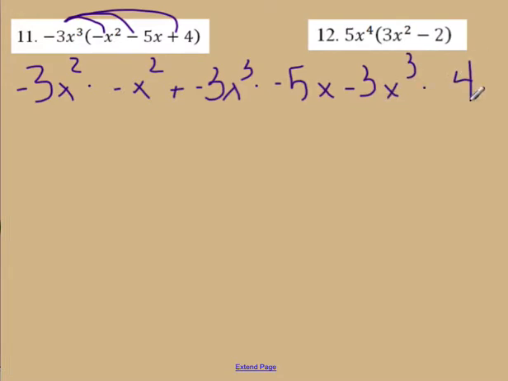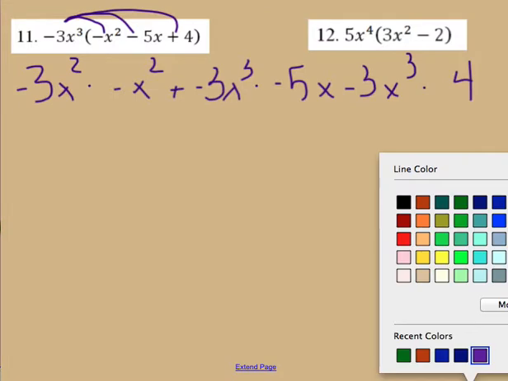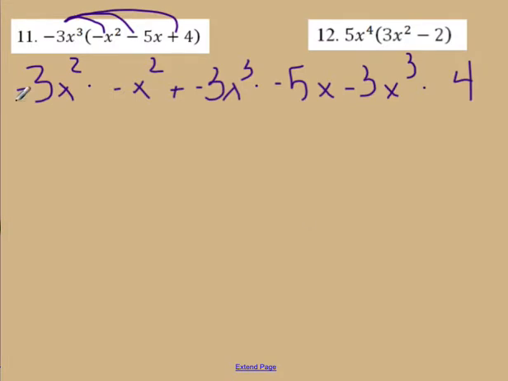So now we want to take and we want to multiply each of these terms together. So negative 3 times negative 1 is a positive 3. X squared times x squared is x to the fourth. Moving on to our next term, negative 3 times negative 5 is negative 15. Or sorry, positive 15. When you multiply two negatives, it's positive, you silly Miss Humbert.